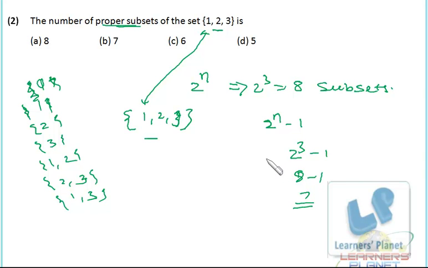Okay, so be very clear about it. If the number of subsets is asked, 2 raised to n will be there. If the number of proper subsets is asked, then 2 raised to n minus 1 will be there. Okay.